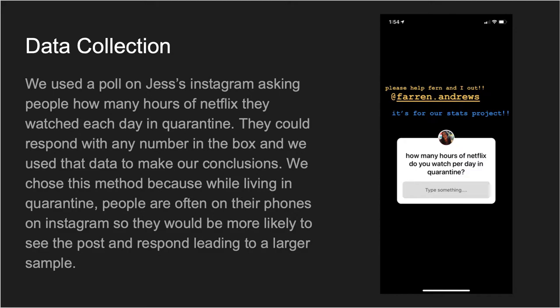We collected our data by using a poll on Jess's Instagram story and asking people how many hours of Netflix they watched each day in quarantine. They could respond with any number in the box, and we used that data to make our conclusions. We chose this method because while living in quarantine, people are often on their phones and on Instagram, so they would be more likely to see the post and respond, leading to a larger sample.